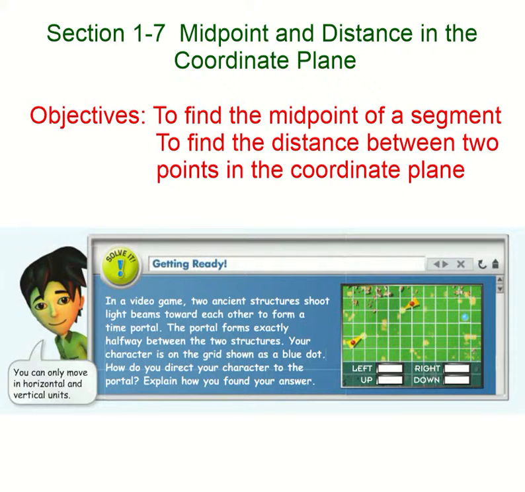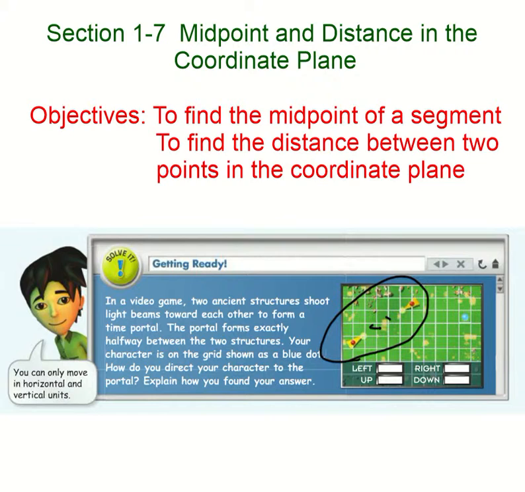So, first example is we're playing a video game and you've got these two ancient structures that are shooting light beams at each other. When they shoot these beams at each other, a portal forms, and the portal forms halfway between them. If we're looking at our two structures, here they are. Halfway between those two, if I had to guess, I'd say halfway looks to be about right.